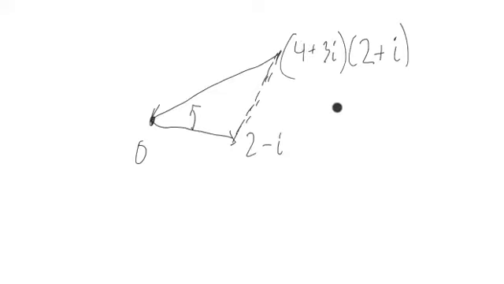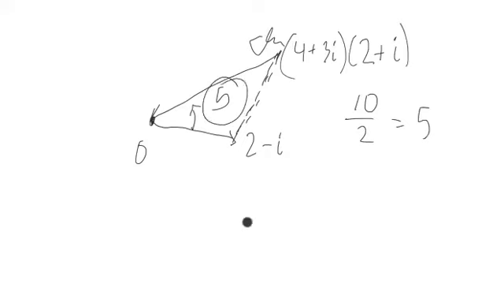So it's 4 times 1 plus 3 times 2, which is 4 plus 6, which is 10. That's the imaginary part, and we just divide by 2. That's the area, 5. We just found the area of this triangle. It's 5, using complex multiplication.